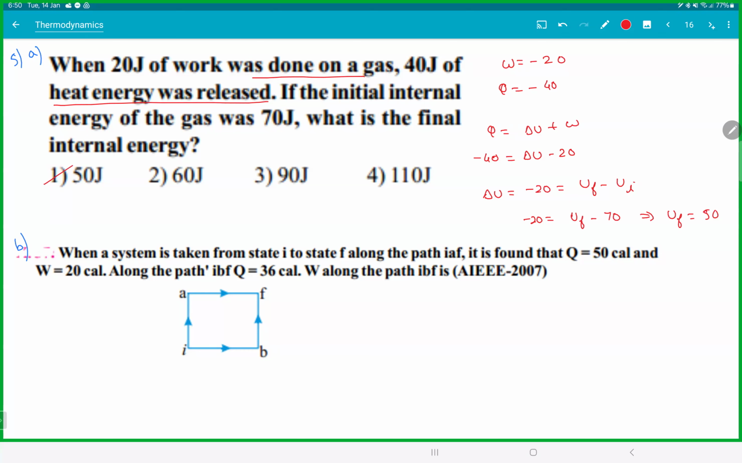What about the B part? Try. I'll give you another minute. So when you go from IAF or IBF, delta U will remain the same. Be careful. This is not a cyclic process. Look at the arrows.